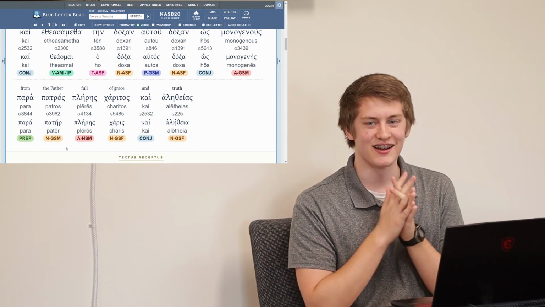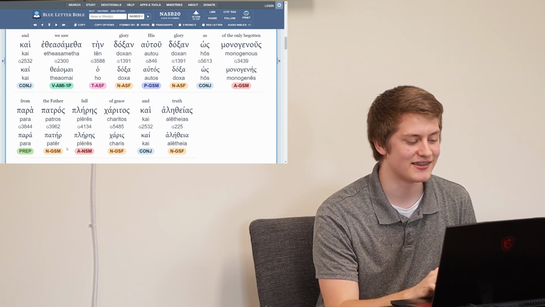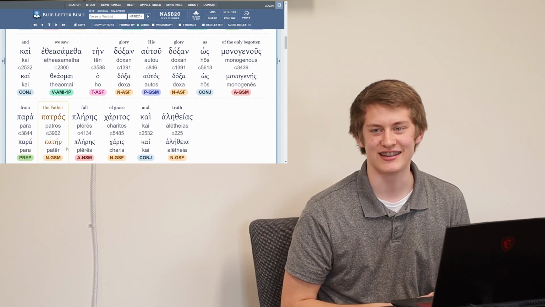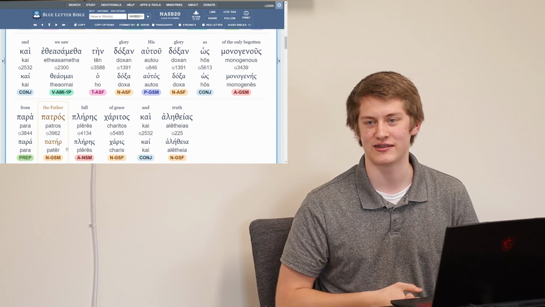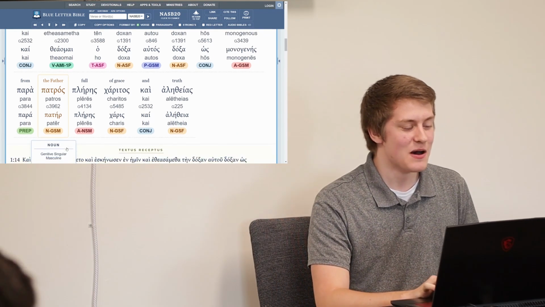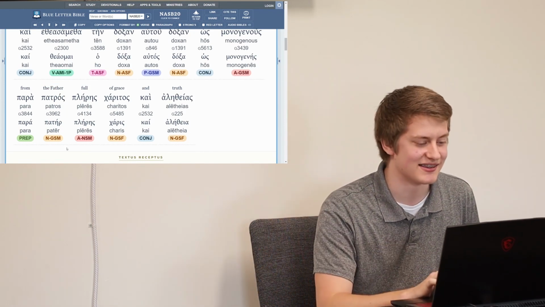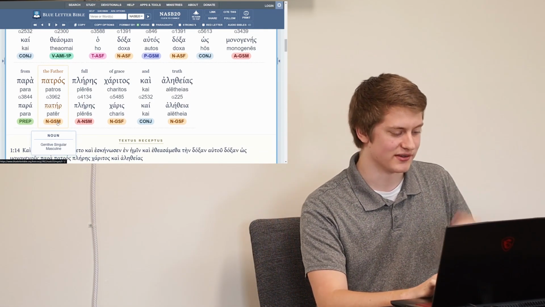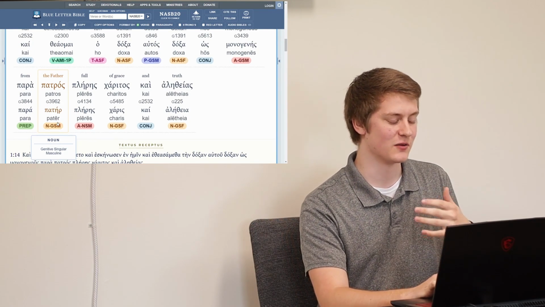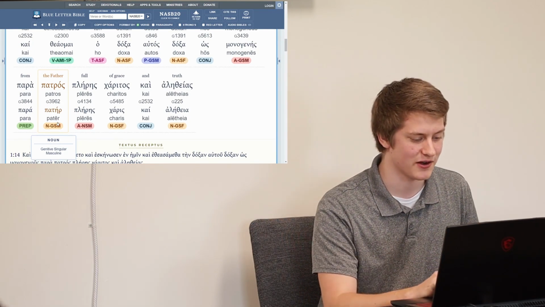Okay, Russell, what is the gender of this word? Masculine. Yes. Father. So this is one of those instances where the gender actually makes sense. Fathers are boys. So it's a noun, genitive, singular, masculine. Very good.